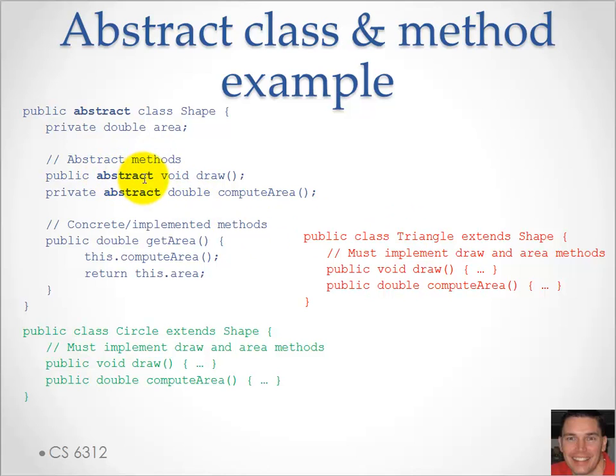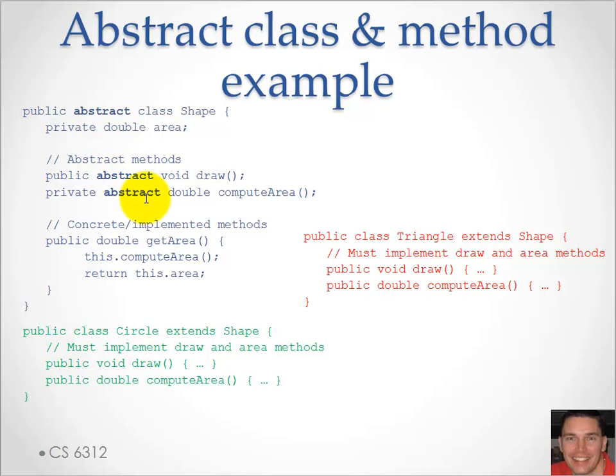When I declare it as abstract, notice here I just put the method signature, public abstract void draw. There is no method body, so I don't have an opening and ending curly brace to signify a method body. I just put the semicolon there. The same thing goes for this abstract method computeArea. It's going to be different to compute the area based on whether I'm a circle, triangle, square, or rectangle.